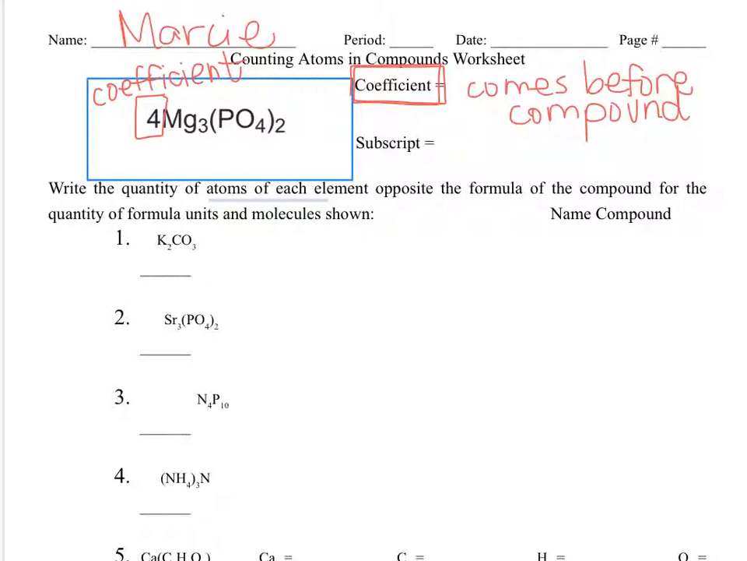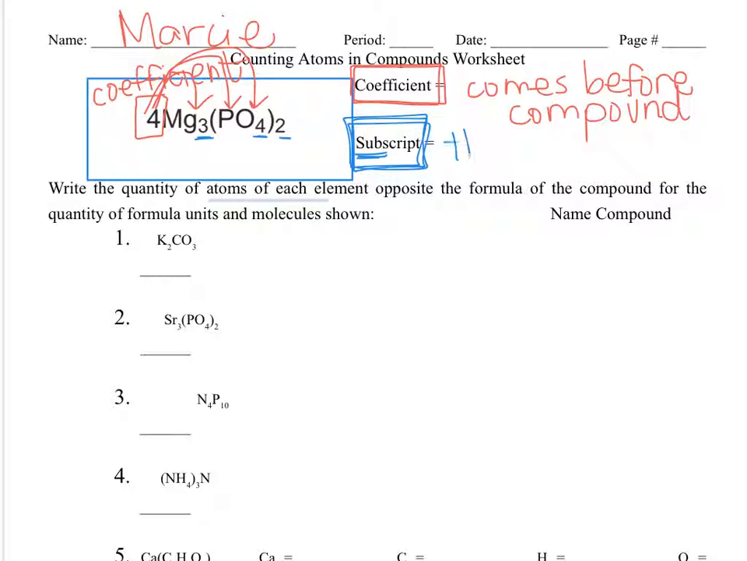The cool part about our coefficient is that it distributes all the way through our compound to each element. So that number 4 belongs to magnesium, phosphorus, and oxygen. Then we have to switch gears and we have to talk about the subscript. The subscript, we've been talking about them for several weeks. Sub means under, and so the subscript is this 3, this 4, and this 2.